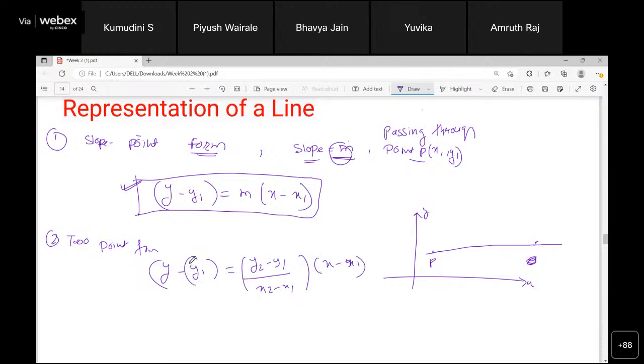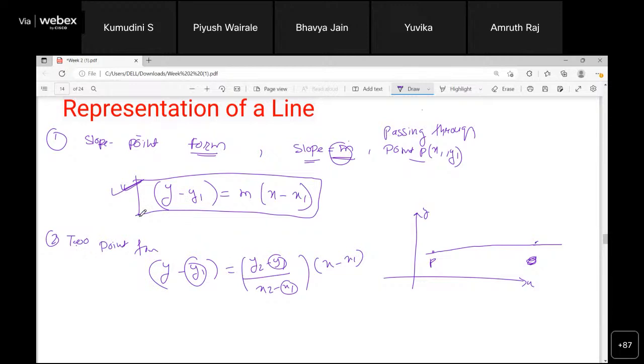So please remember y1, y1, x1, x1 like this only, okay? So don't replace it with x2 here. If you are subtracting x1 first, x1 only should be there. This is basically a 2 point form. If I know a slope and a point, I can use this thing. If I know 2 points, then I can directly use this thing.